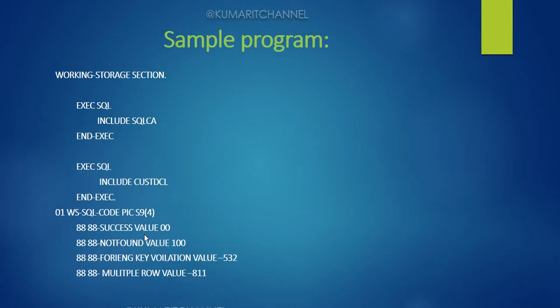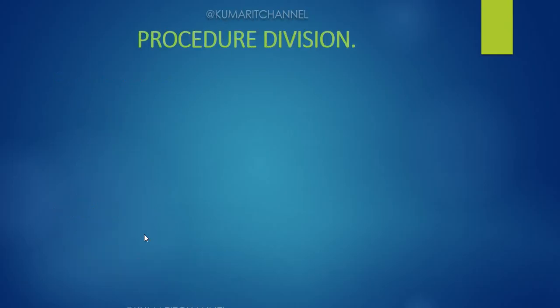Success, not found, or end of the record, end of the table. So 100, minus 532 foreign key violation, which we see very normally. Multiple rows values, minus 811. So there we use a cursor concept.